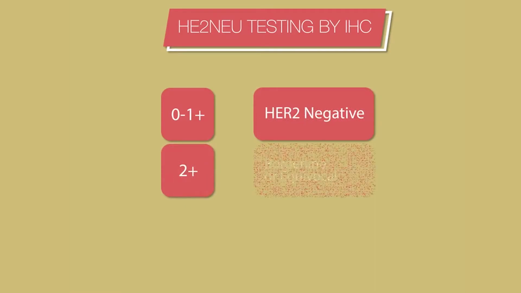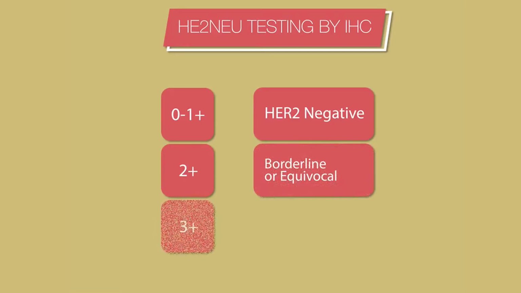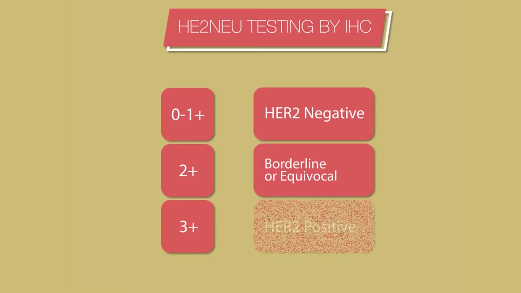If the score is 2 plus, it's called borderline or equivocal, and it has to be further confirmed by FISH testing, which has a separate test code. A score of 3 plus is called HER2 positive and may get benefit from targeted therapy called Herceptin, trastuzumab.